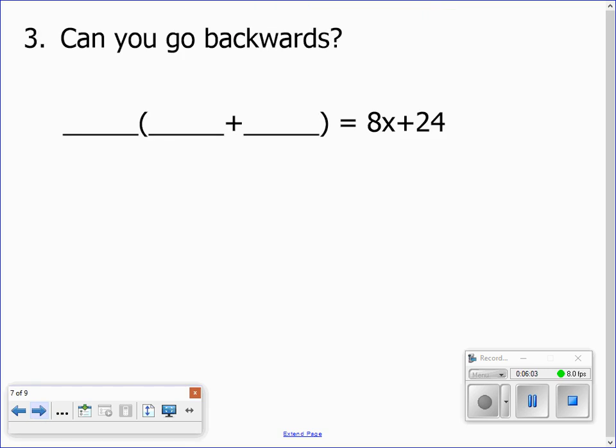Okay, so can we go backwards? Can we undistribute or unfactor? So we're looking for the factor, or a factor that goes into both 8 and 24. Well, we know that 8 goes into 8 and 24. So what we would do is pull out an 8. If we pull out or divide by an 8 here, the 8 goes away and you're left with x. If we divide out an 8 here, we're left with 3. And so that is how we would go backwards.